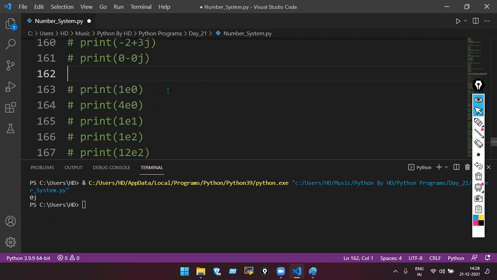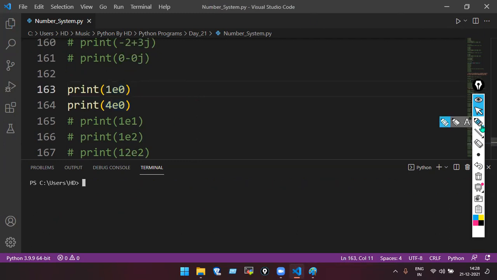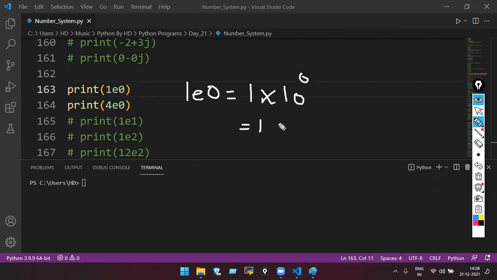Next concept he has what there? E. Where E is what? Exponential of logarithms. Logarithmic E. Okay. So let me explain the first two. What is the meaning of this one? 1e0 is nothing but 1 into 10 to the power of 0. How much is 10 to the power of 0? 1. So what I get there? 1.0.